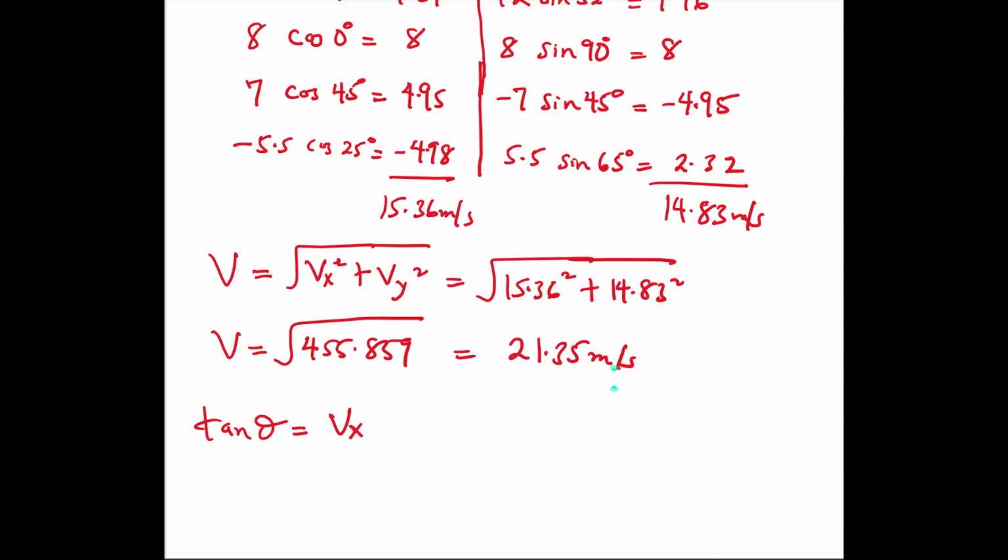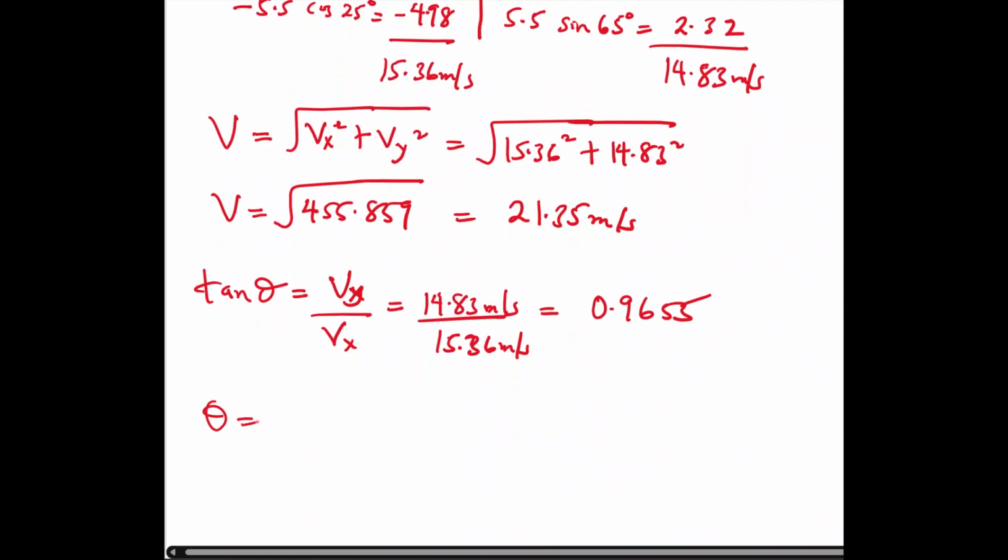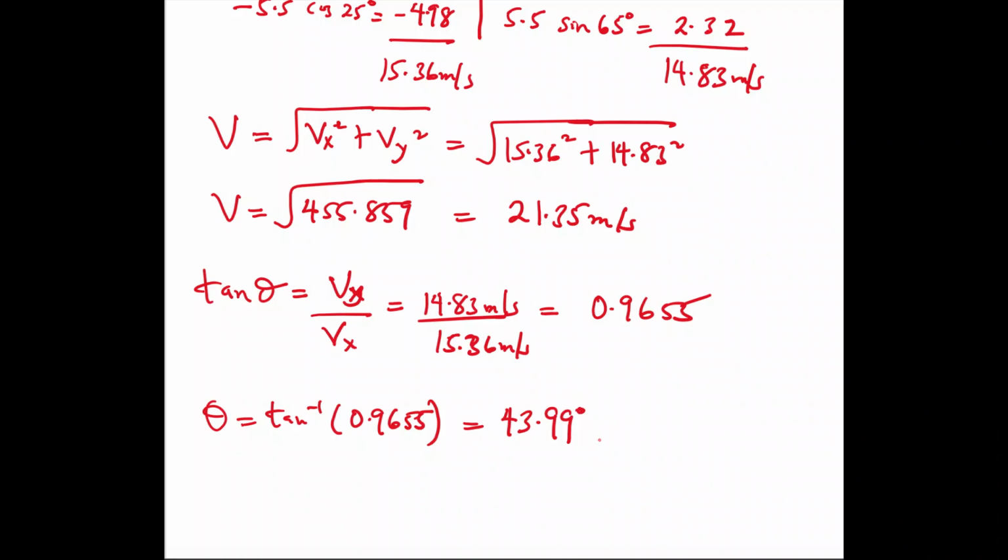So now I want us to find the direction. That will be tan theta equals vy over vx. So that will be 14.83 meters per second divided by 15.36 meters per second, which is 0.9655. So theta equals arctan of 0.9655. That will give us 43.99 degrees, so approximately 44 degrees.